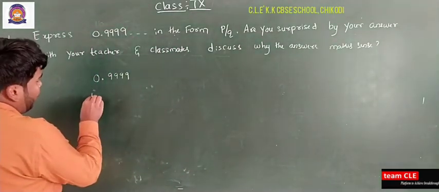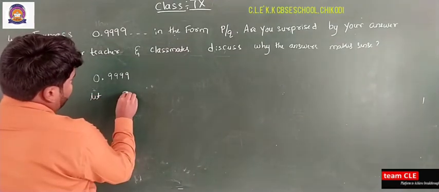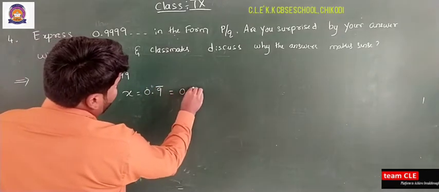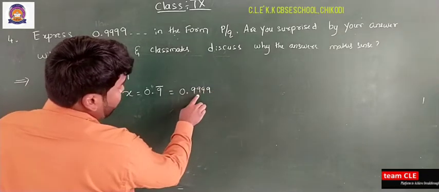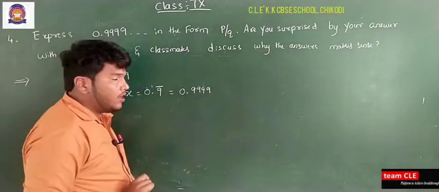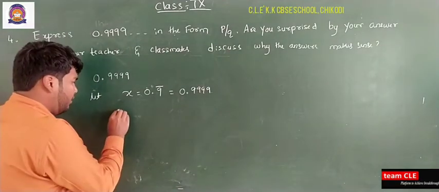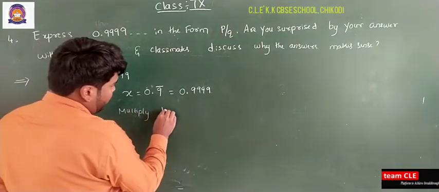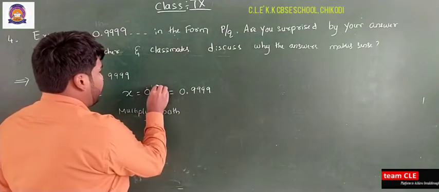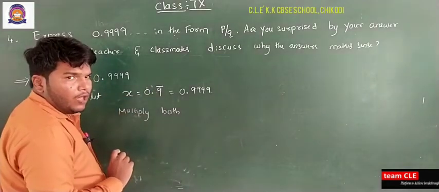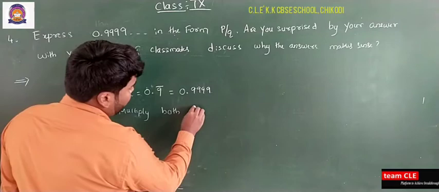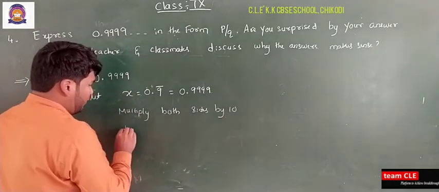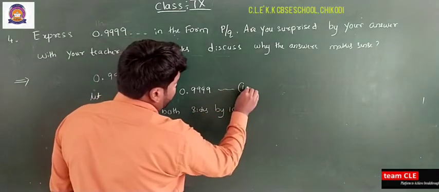So I call x equals 0.9 bar, which is equal to 0.999, a non-terminating and repeating decimal. Next step, what do I have to do? As there is only one digit under the bar, I multiply both sides by 10. You get 10x. I call this equation 1.